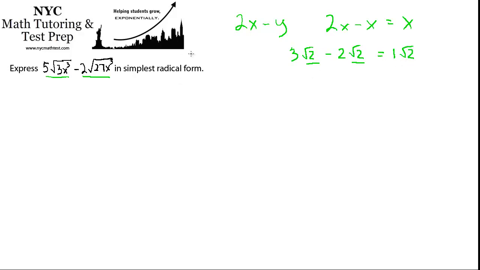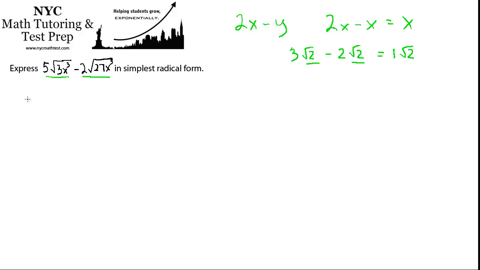So the name of the game here is to look at what's under the radical. We have 3x cubed in this case, and we have 27x cubed in this case, and say, hey, how can we make those the same? And the way to do it is to factor out of this one. Instead of this being 27x cubed, we want it to be 3x cubed. So what do we have to take out? We have to take out radical 9, right?